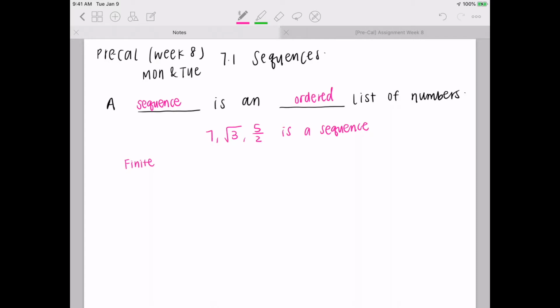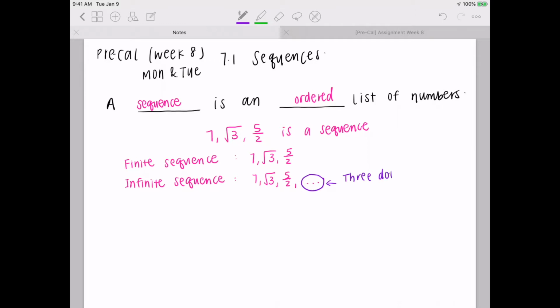Now we're going to get into finite sequence and infinite sequence. A finite sequence is what we just wrote up here. But when we talk about an infinite sequence, it can still be this, but with a dot dot dot in the back. These three dots indicate that the sequence continues without end.